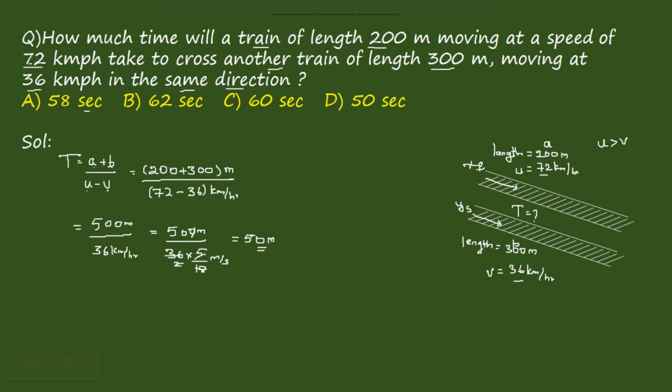So the time taken by the trains to cross each other when they are moving in the same direction is nothing but 50 seconds. Option D.